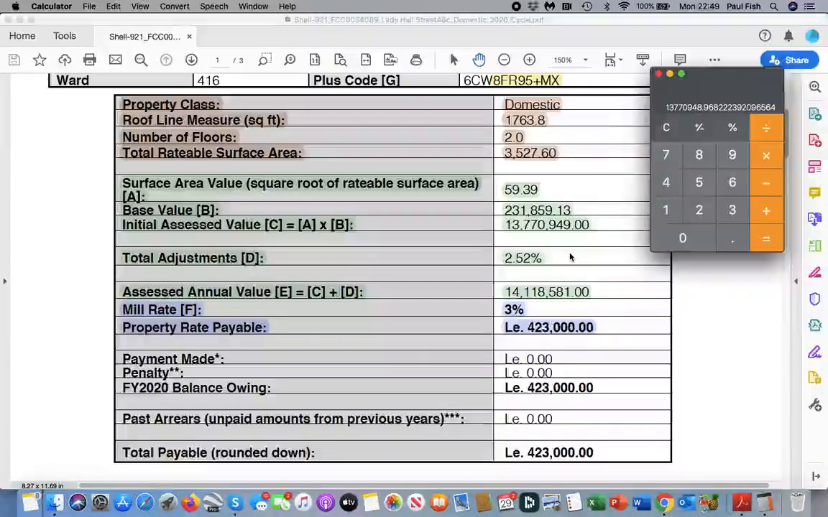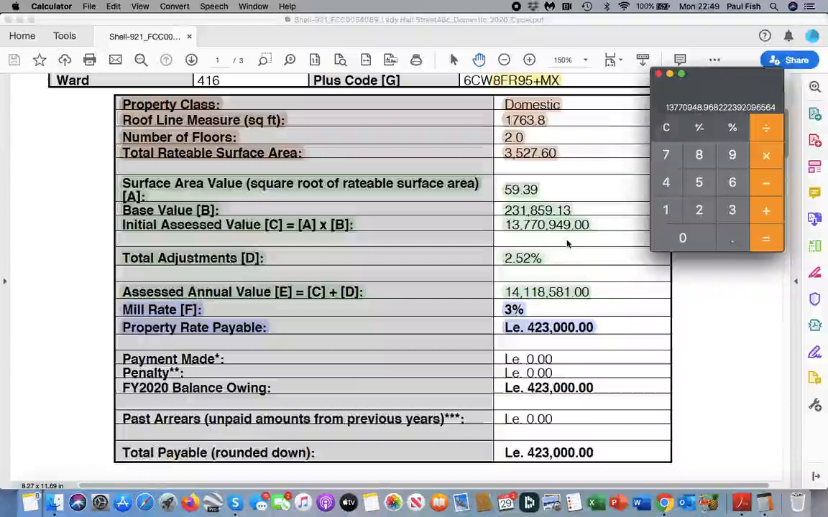So multiplying the surface area points of 59.39 by the base value of 231 gives the initial annual value. And it represents a typical building value for a large house of 3,527 square feet, and it's called the initial assessed value. Now stay with this, since there's only one more step to the assessment, and this is the most interesting. The third step now looks at the various features of the building and awards an adjustment upwards for attractive features and downwards for inferior features.